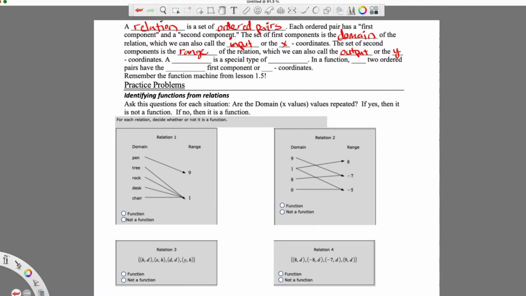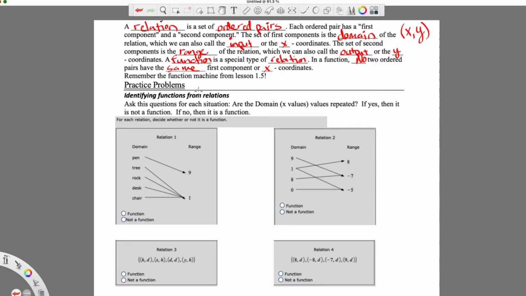So those two parts, the x and the y, when we look at a coordinate like this, have some kind of relationship to each other. But if I get more pairs, it doesn't necessarily mean they have a relationship. If I have a function, that's a special type of relationship. In a function, no two ordered pairs have the same first component or x coordinates.